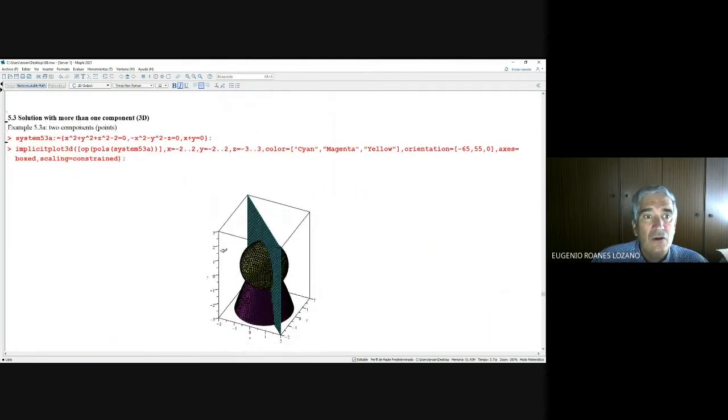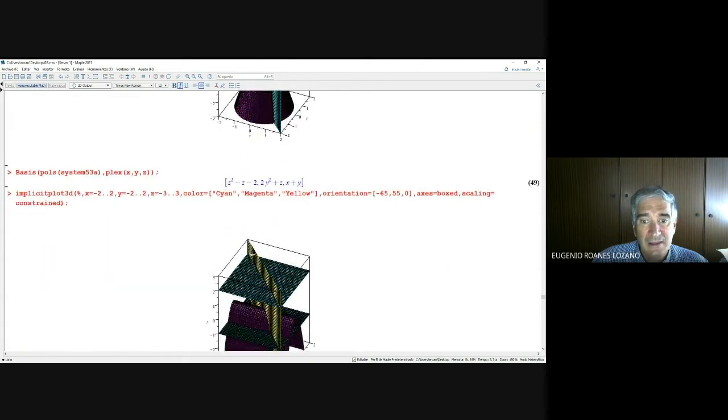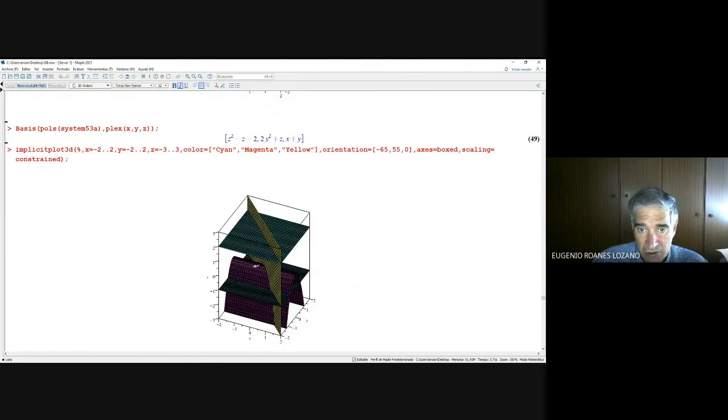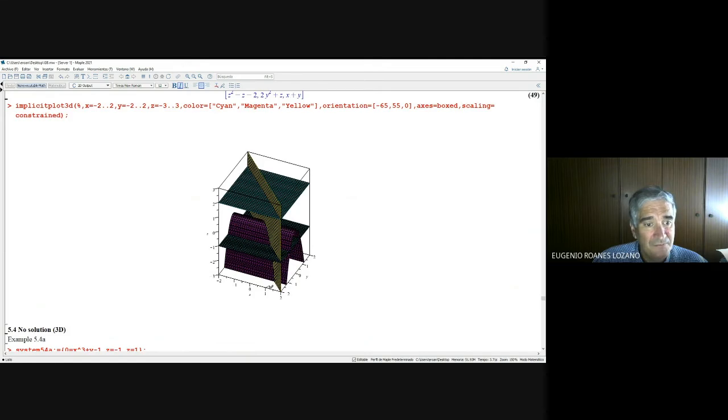Again, there can be more than one component. For instance, in this case, we're intersecting a sphere, a vertical plane, and an elliptic paraboloid. We have one intersection point here and one intersection point in the background. The Gröbner basis in this case returns this solution. So we have here a vertical plane and a parabolic cylinder. We have the intersection points here and here.